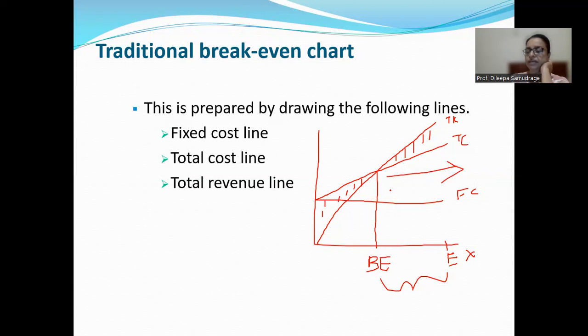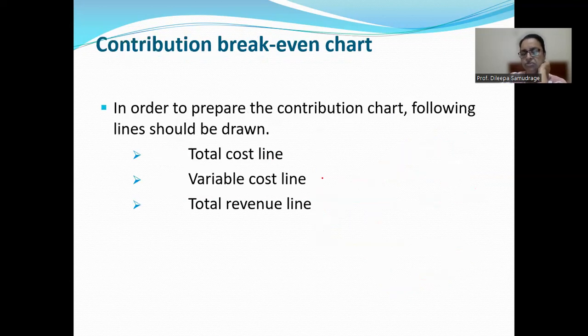We cannot show the contribution in this graph. No variable cost is there. Yes, because you haven't shown the variable cost line. Therefore, we use this graph to show the contribution. This is what we call the contribution break-even chart. In this graph, you draw these lines: total cost line, variable cost line, and total revenue line.